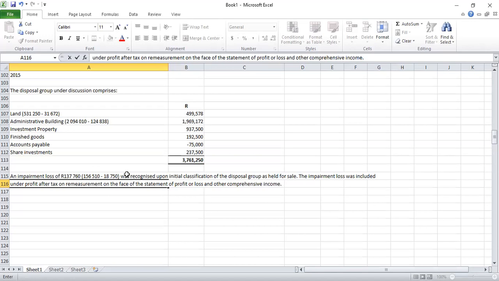Right, so this is how we disclose if it's a disposal group. Any questions? Right, if we don't have any questions, then thank you very much.